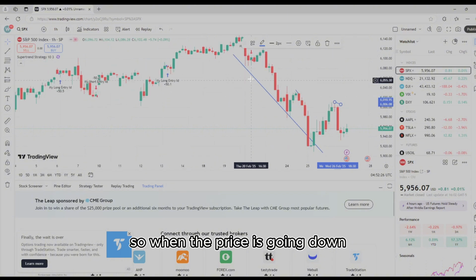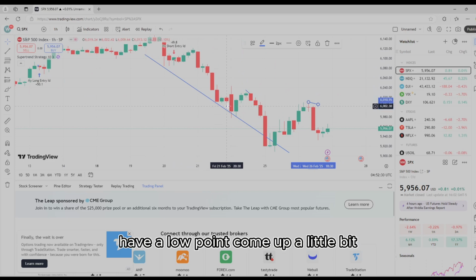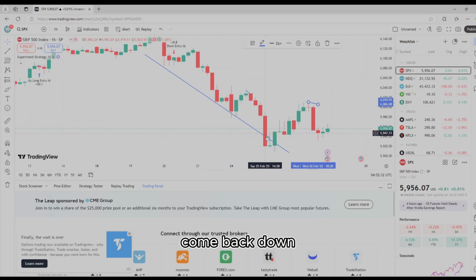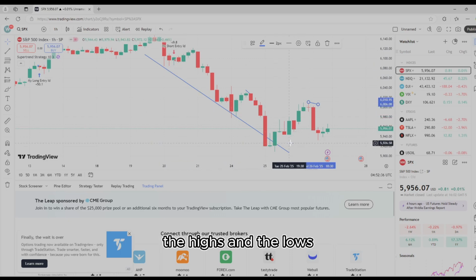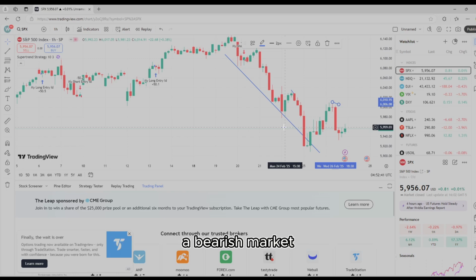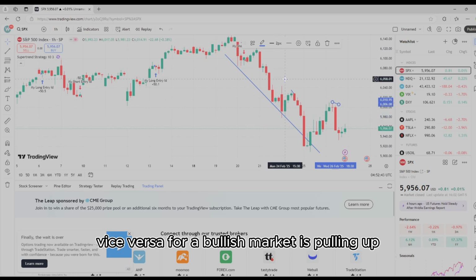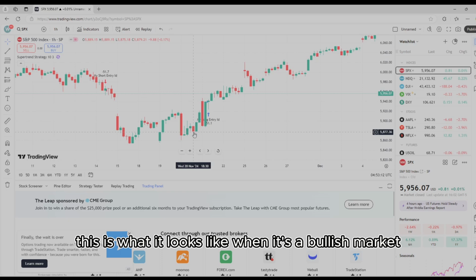So when the price is going down, you'll have a high point, and then it will drop down and stop, have a low point, come up a little bit, come back down, and it's all going to be lower than one another, the highs and the lows. So that's how you can look and see if it's a bearish market. Vice versa for a bullish market. Let's pull one up. This is what it looks like when it's a bullish market.